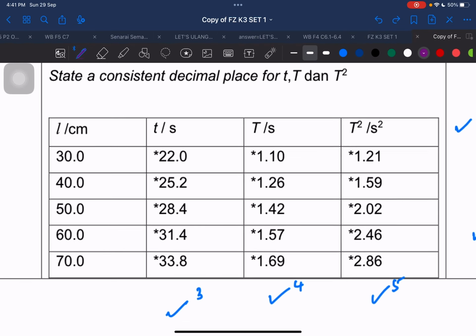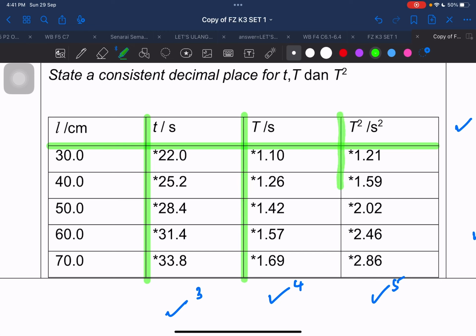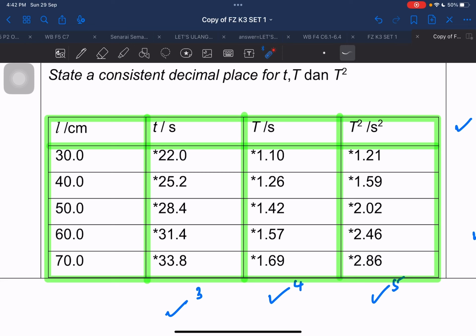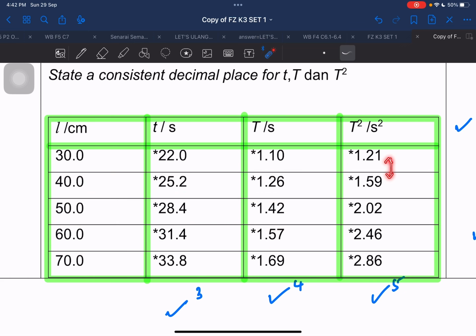Make sure you have the table. At least, when you draw the table, you have this border. If you run out of time, at least you have this. But if you have time, you don't need to draw the individual lines like this. This one is not needed. Don't waste your time. But make sure in your handwriting there is a distance between each row.